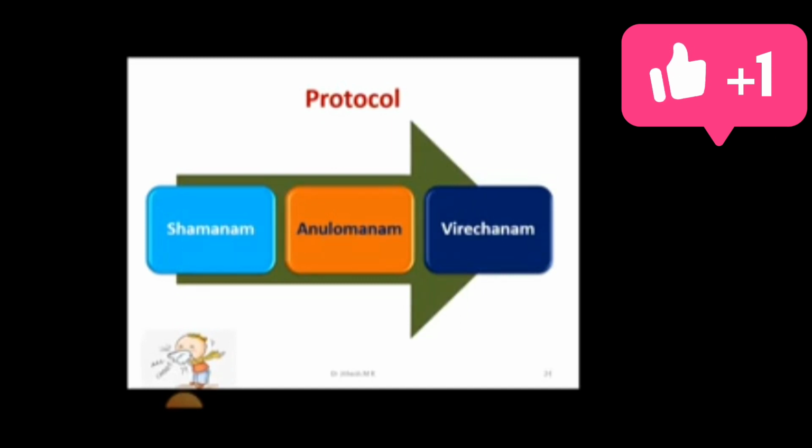In case of Paittika Kasa with Tanukapha, we should treat the patient with medicines having properties like Snigdha and Sheeta. And in the case of Paittika Kasa with Ghanakapha, the medicine should be Ruksha Sheeta. The line is similar, Shamanam, Anulomanam, and Virechanam only in both the conditions, but the properties of the medicines are different.